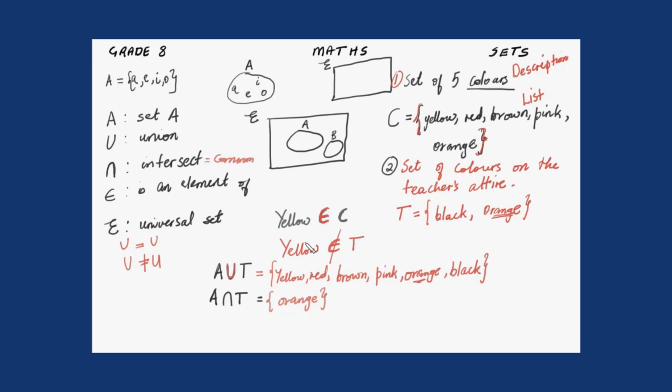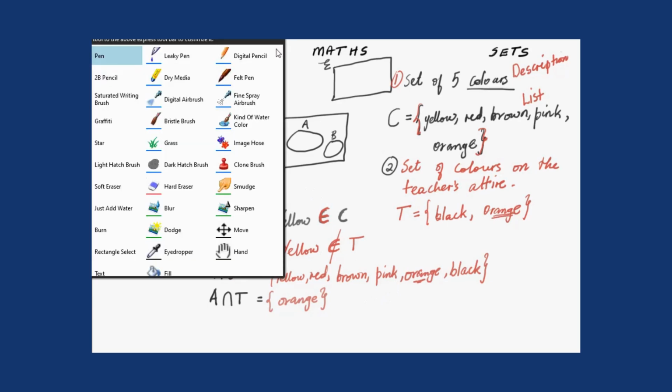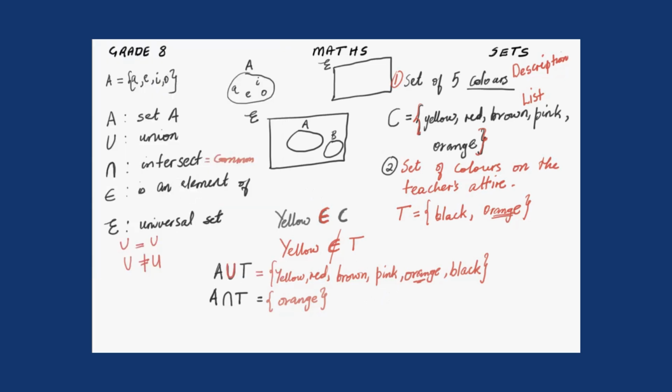Let's talk about this. Now, the universal set will be the set of all the colors. Is that possible, guys? We have infinite number of colors. I don't think we can say all the colors. Let's say the universal set. Let me just remove this. I want to show you something good here. Let me get rid of this part.